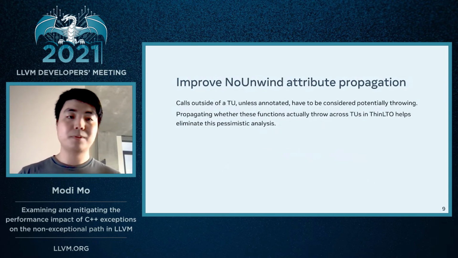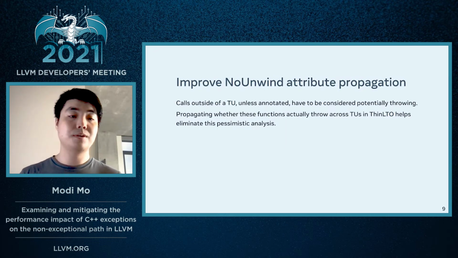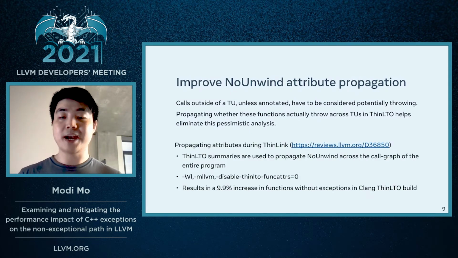A second approach in a similar vein is to improve NoUnwind attribute propagation. Calls outside of a translation unit, unless they're annotated, have to be considered potentially throwing. We don't know if they throw or not, so we have to be conservative for the sake of correctness. However, if you can propagate what these functions actually throw across translation units, in something like thinLTO, it helps eliminate this pessimistic analysis. The second part then is to propagate these attributes during thinlink. thinLTO summaries are used to propagate NoUnwind across the call graph of the entire program. This has already been committed, and you can turn it on by passing the flag disable-thinlto-funcattrs=0.